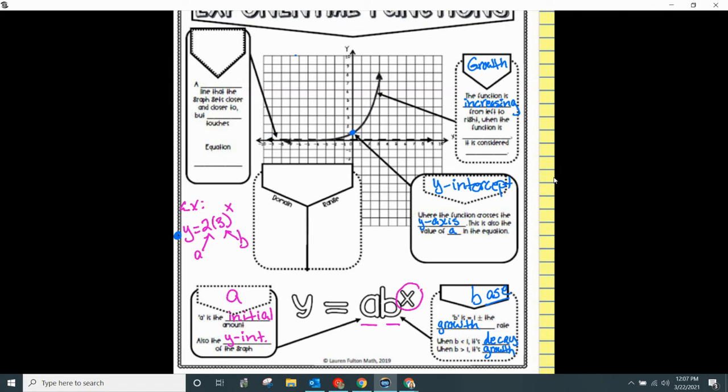Sometimes they go the other way. They start over here and they go down this way. That would be one that we call decreasing. I'm going to erase that. So when it is decreasing, then we say it's decay. We'll talk more about that later on. Okay, so these graphs also have something really, really special.